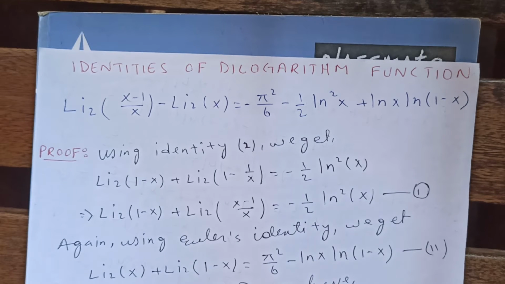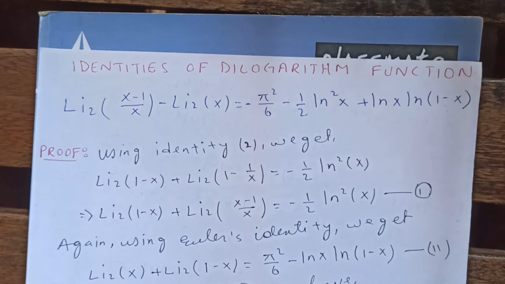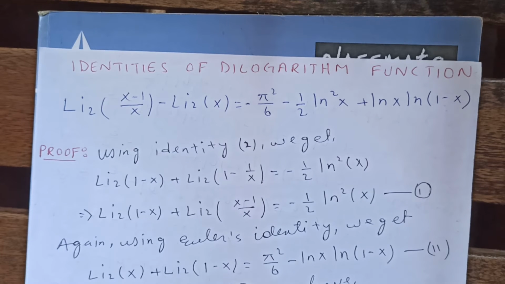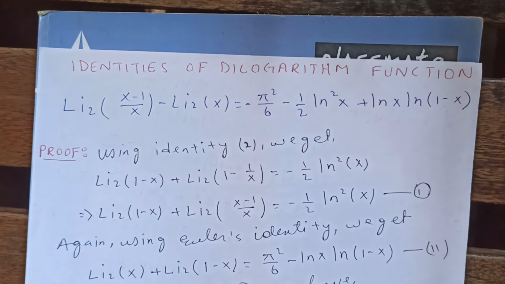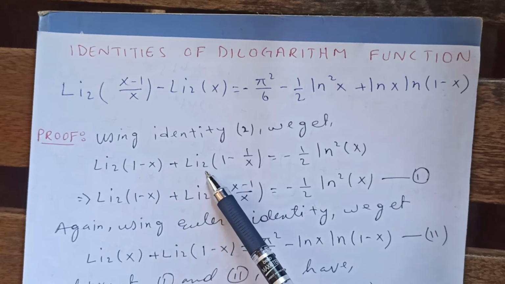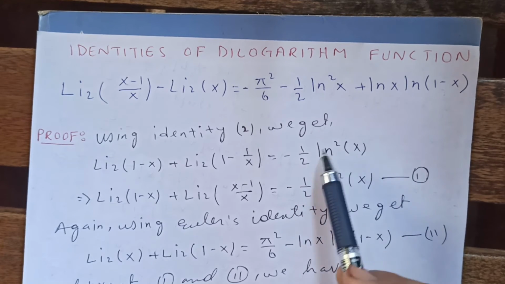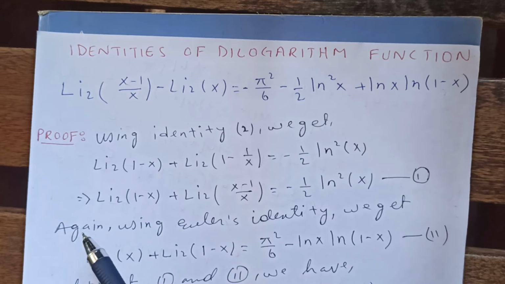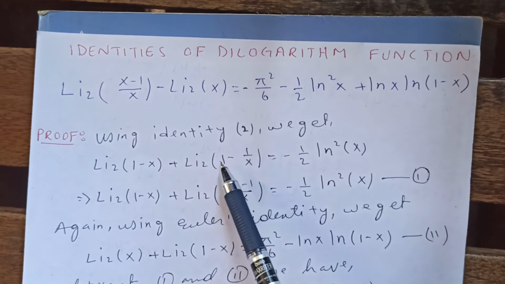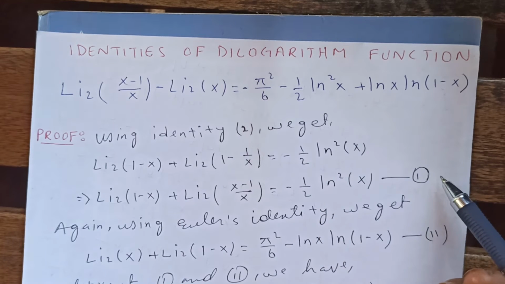Now to prove this, using identity 2, meaning identity 2 in my video, I've created a playlist that I call polylogarithm. In that playlist you can see dilogarithm. In that dilogarithm, if you see identity 2, we get that Li2 of 1 minus x plus Li2 of 1 minus 1 over x is negative half natural log square of x. This is identity 2. Now just simplify it: Li2 of 1 minus x plus Li2 of (x minus 1) by x is negative half natural log square of x. I put it as equation 1.